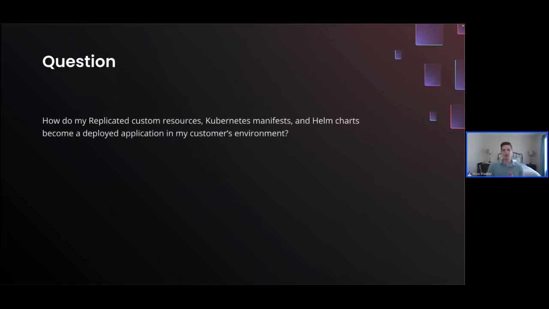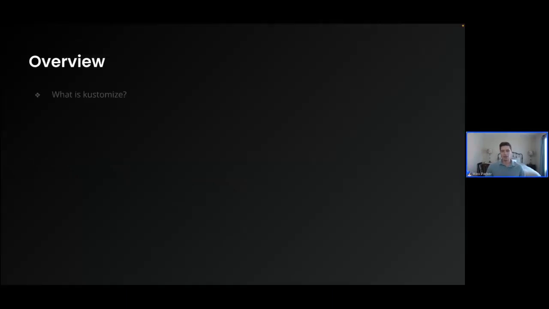And the question that we're trying to answer here is, how do my replicated custom resources, my Kubernetes manifest, my Helm charts, all the stuff that I put into a replicated release, how does all of that get combined and ultimately get deployed as an application in my customer's environment? So we're going to talk a little bit at the start about kustomize, because that's a really important tool that we use here to accomplish this.